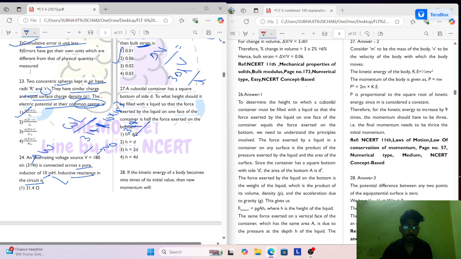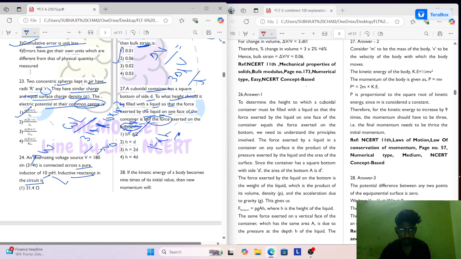A cuboidal container has a square bottom of side D. To what height should it be filled with the liquid so that the force exerted by the liquid on the face of the container is half the force exerted by the bottom? If you want to solve this kind of numerical, you have to remember that when the force is dependent on the height, it is directly proportional. As the force is half, the height will be half also. Previously the height was d, so here the height will be d by 2.